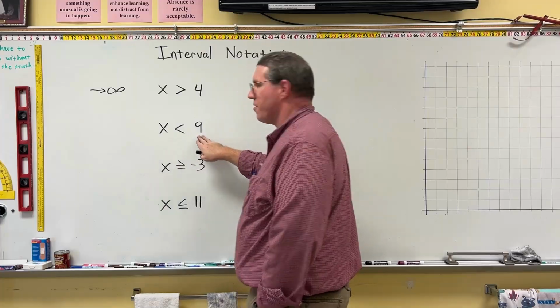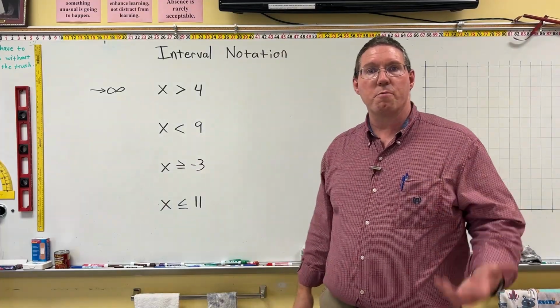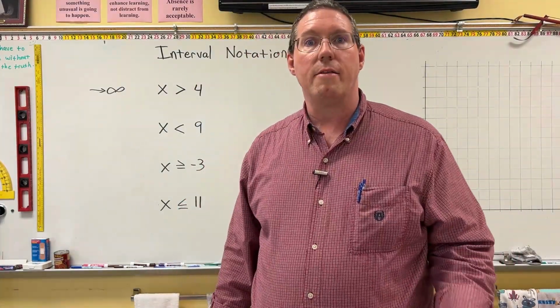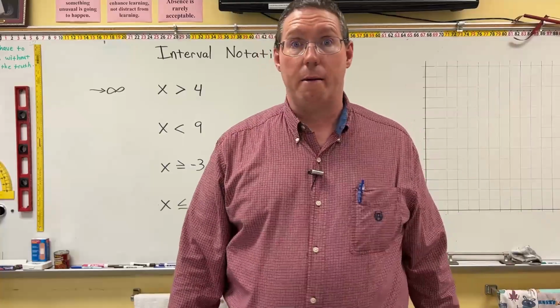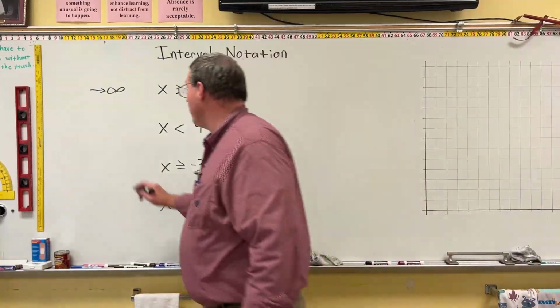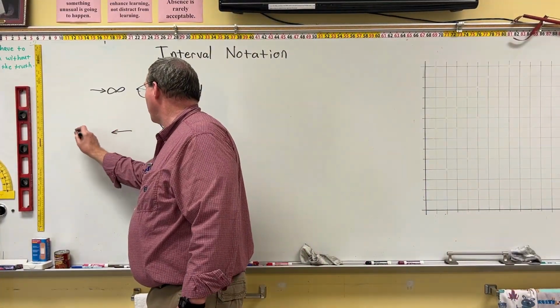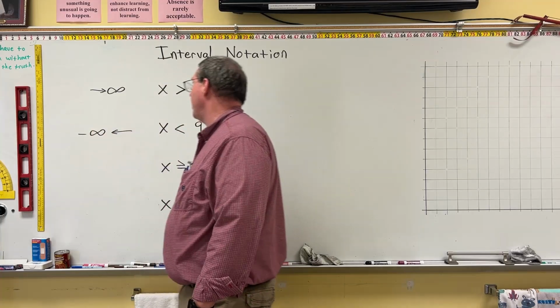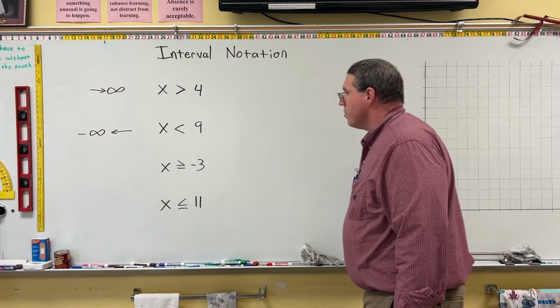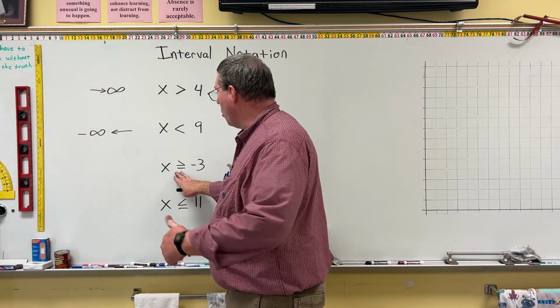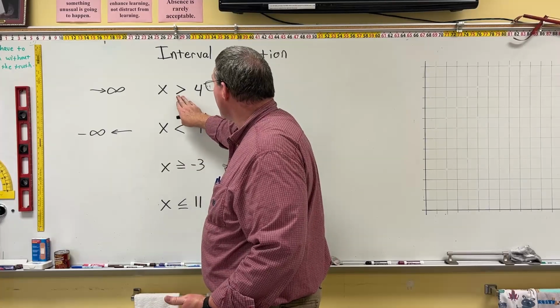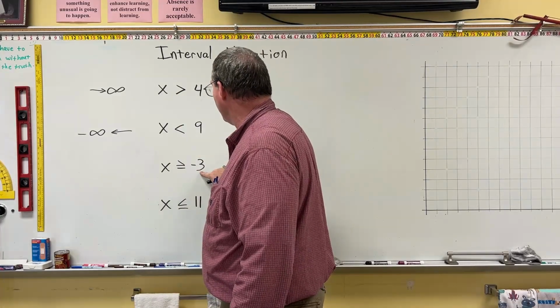When x is less than 9, it has to be all the numbers smaller than 9, like 1 and 0, and all the negative numbers. All the negative numbers, all the way backwards to negative infinity. Okay? This symbol is the greater than or equal to. It's the same as greater than, except that it includes this number.